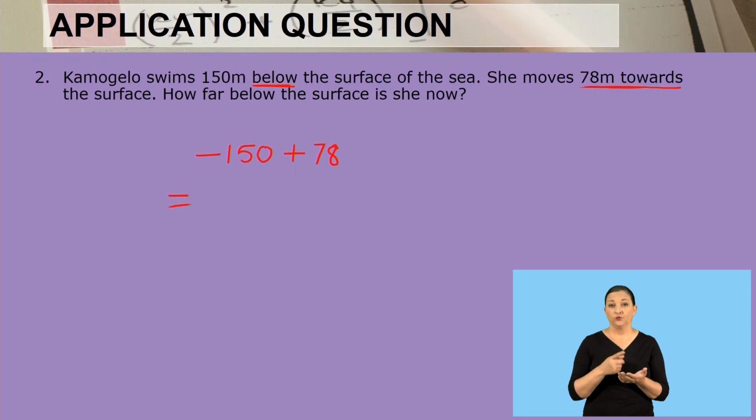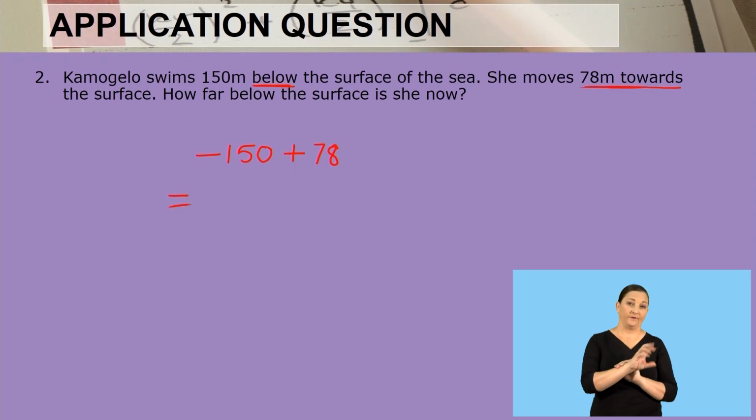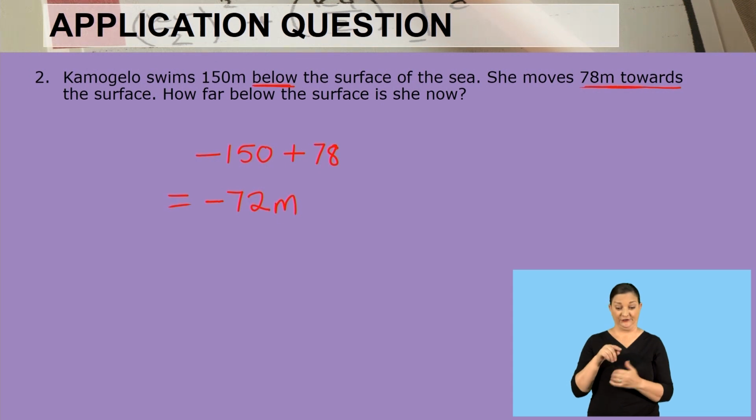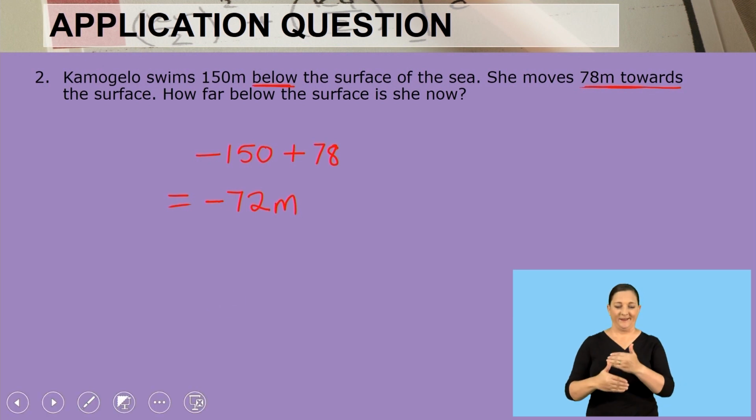When we calculate negative 150 plus 78, that gives us negative 72. And we know that the negative indicates that Kamogelo is still below the surface of the sea. So she is 72 meters below the surface of the sea.